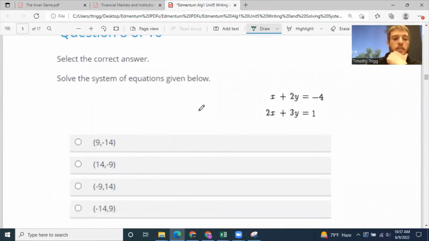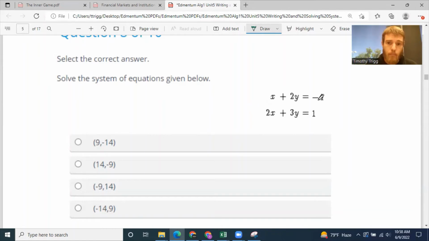Solve the system of equations given below. x plus 2y equals negative 4. 2x plus 3y equals 1. Well, what I would want to do is solve for a variable in one of these equations. So I want to get a variable by itself in one of these equations. Well, what's the simplest way to do that in this case?